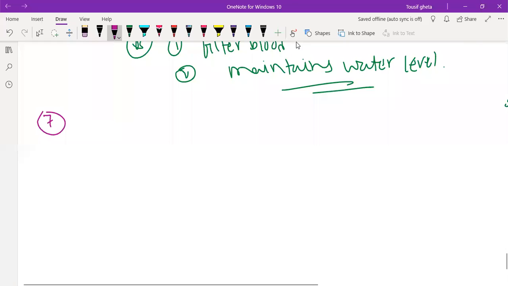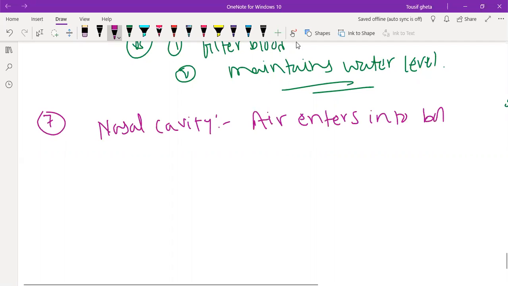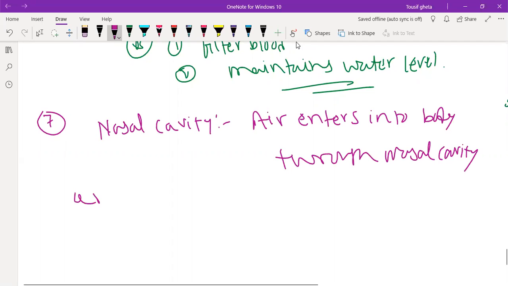So our next question is, state the role of following parts in human respiratory system. What is the role of nasal cavity? Through the nasal cavity, air enters into the body and it gets filtered. Correct? It gets filtered because ciliated epithelium is there. So through that the air gets filtered.